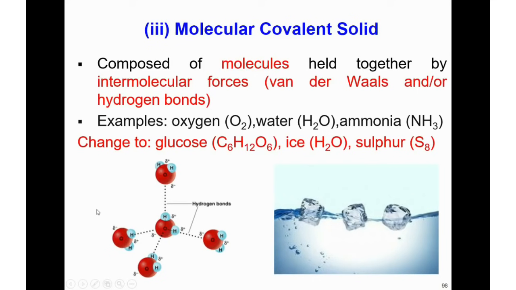So now let's look at this molecule here. This is H2O. So when H2O converts into solid, it is also known as ice. Between each H2O molecule, there is strong hydrogen bond. So all solid molecules which are held together by van der Waals forces or hydrogen bonds are known as molecular covalent solids.